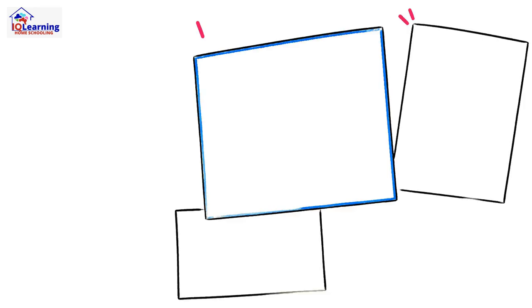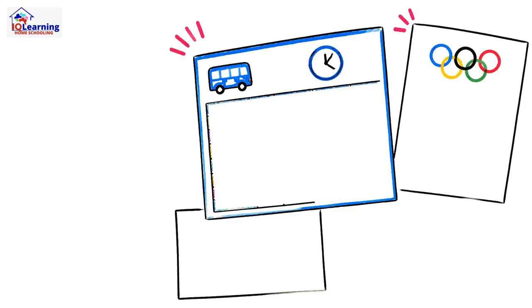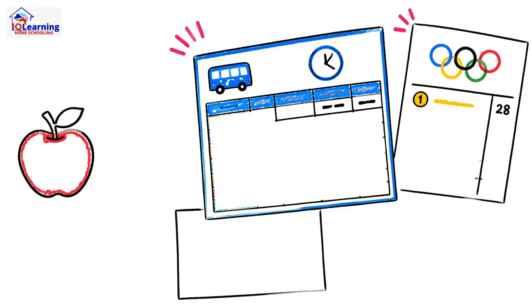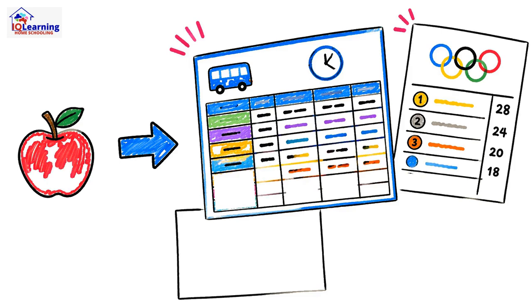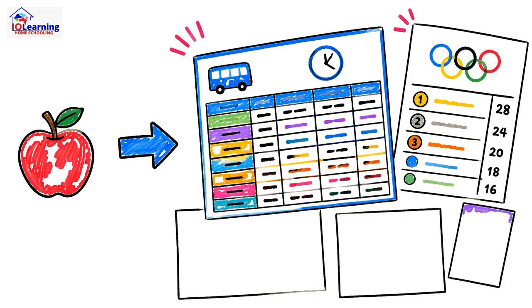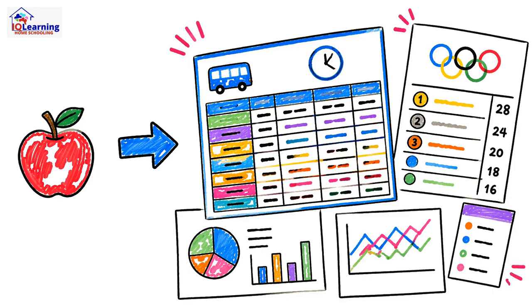Data used to be simple. How many apples? Now, think about a bus timetable or an Olympic results screen. It's a wall of information. To make sense of it, you need to master complex data, starting with two-way tables.